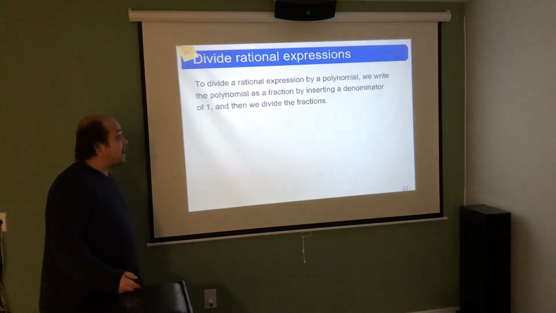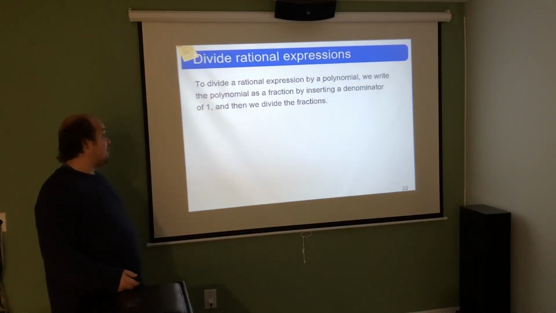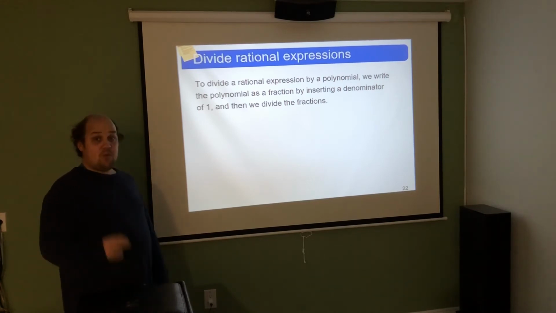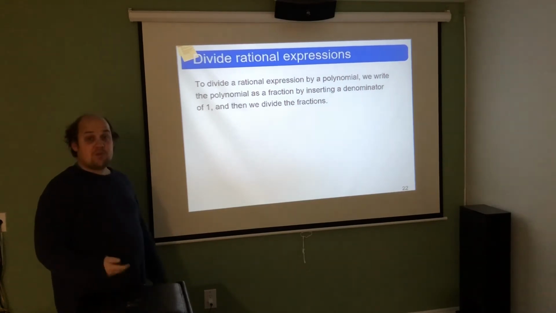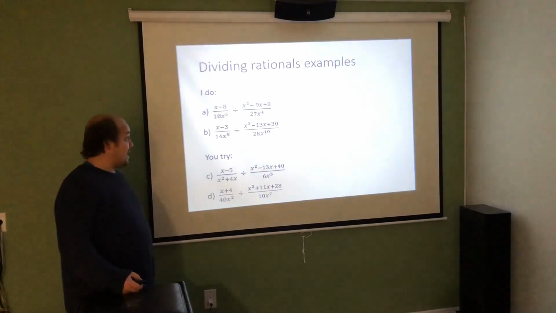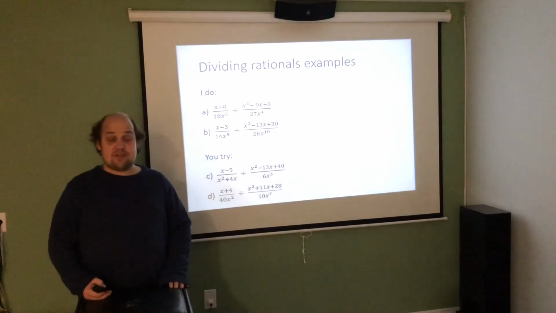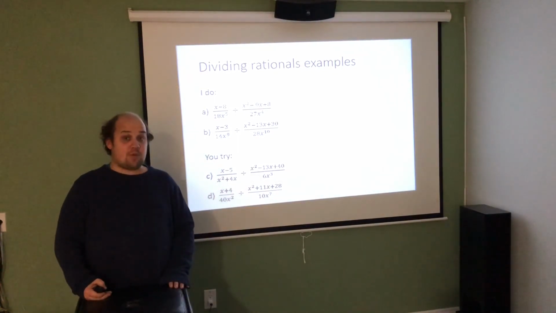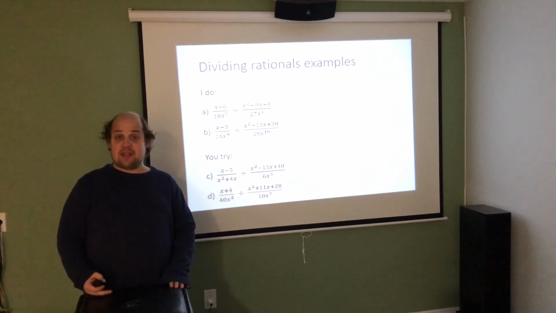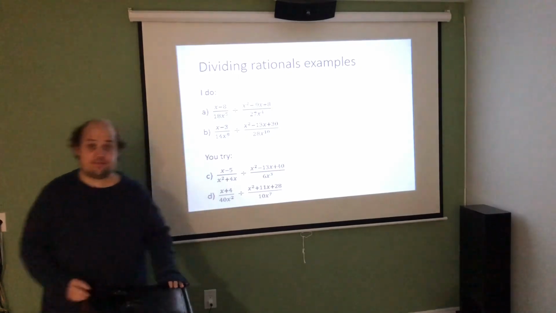To divide a rational expression by a polynomial, we write the polynomial as a fraction by inserting a denominator of 1. Then when we divide, we flip it so it becomes 1 over the polynomial. These are the last examples, which again I'm going to do out on the whiteboard. All that's happening here is that I'm going to factor just like I did with multiplication. The difference being that when I go to see what reduces, I make sure to flip the fraction after the dividing line.